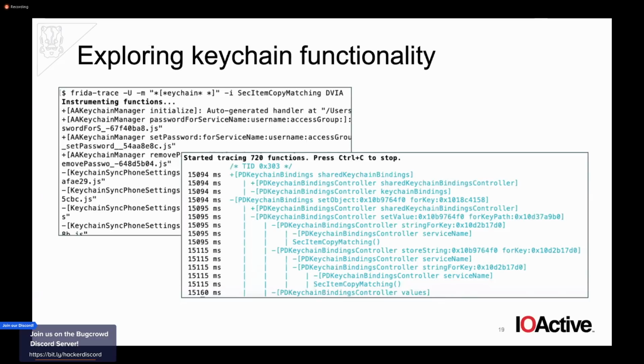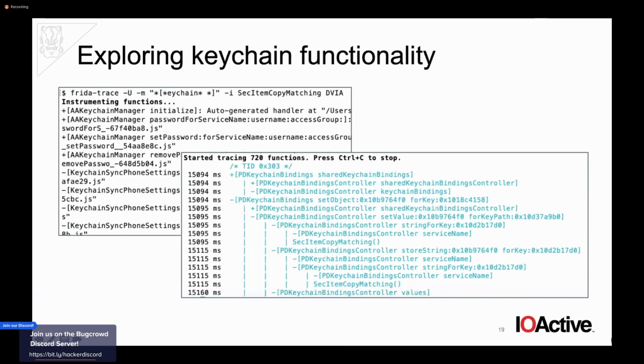And this is actually not terribly unusual. If your application is large and you have a pretty generic wildcard statement, you could get hundreds or perhaps even thousands of functions and have to try a couple times to whittle that down. In this case, after I started exercising the application, right away I got some traces from two particular classes, PDKeychainBindings and PDKeychainBindingsController, that look like maybe they're doing some interesting things.